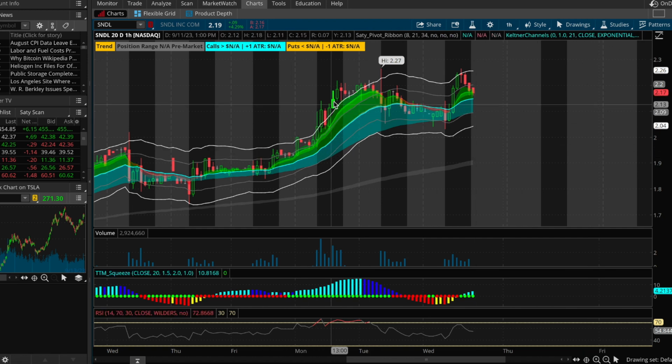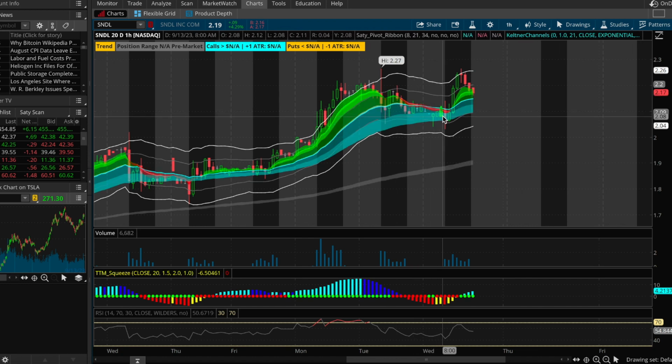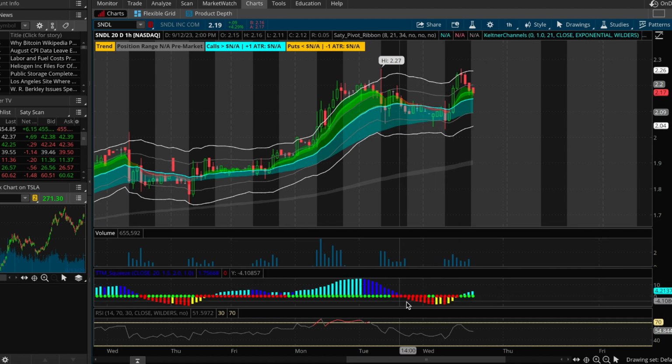So it spent a bit of time outside of the upper bound of the channel. When it does that, we always look for it to retrace to the mid-range of the channel, which it did pretty quickly. Lost support, but didn't ever come all the way down to the bottom bound of the channel, and had also been triggering for a bunch on the TTM squeeze indicator. Nice trigger and fire here on this setup. So triggering here, recently firing.